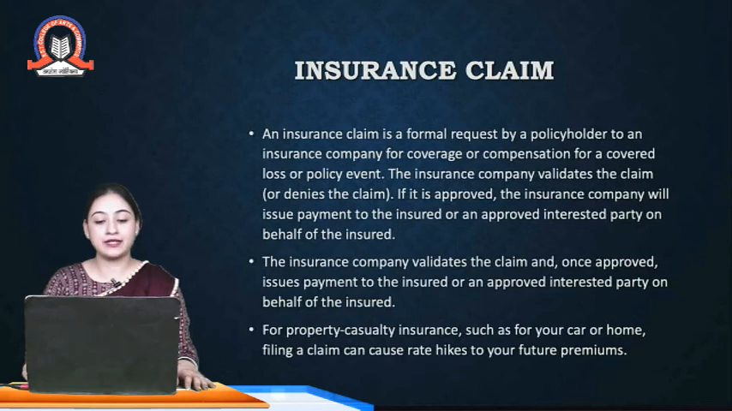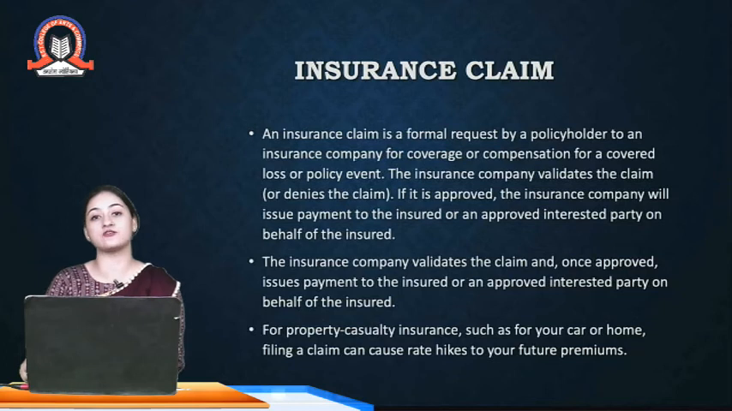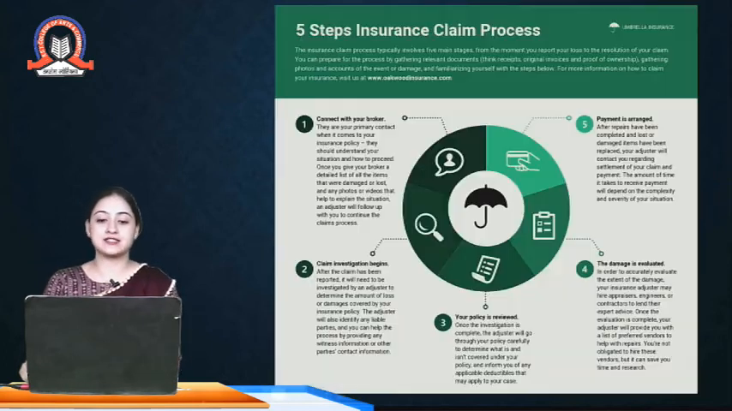For property casualty insurance, for a car or home, filing a claim can cause rate hikes in your future premiums, for example where there is a vehicle accident or a mishap. So the insurance company makes sure that the mishap did not happen because of the person or the insured. All the investigation is done to make sure that the insurance claim is properly executed.